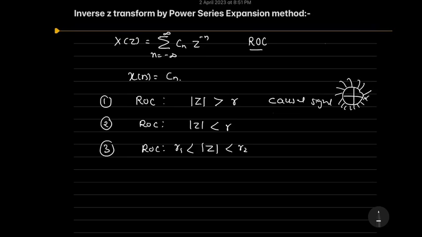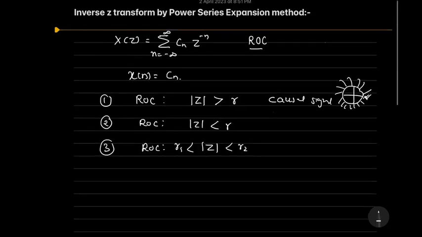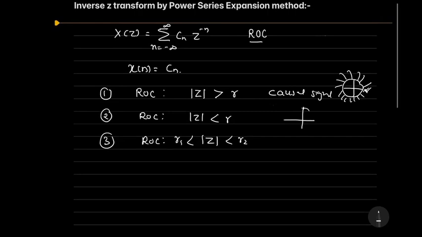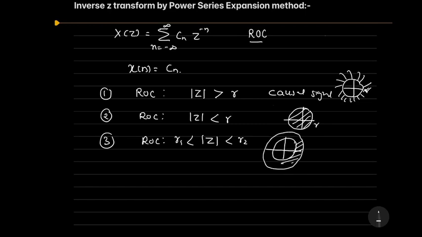This is a circle of radius r. The second case is a non-causal signal and ROC is the interior of the circle of radius r. The third case is also a non-causal signal and ROC is between the radius r1 and r2, that is, ring form.